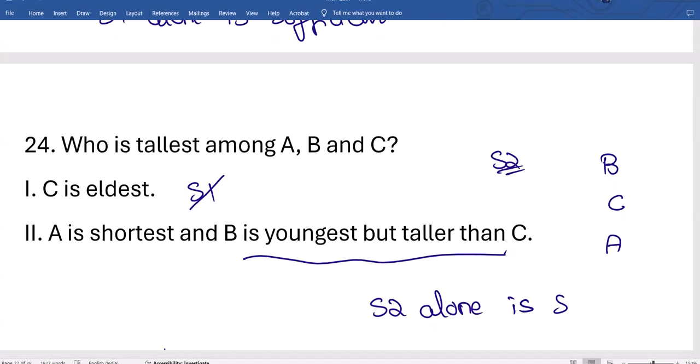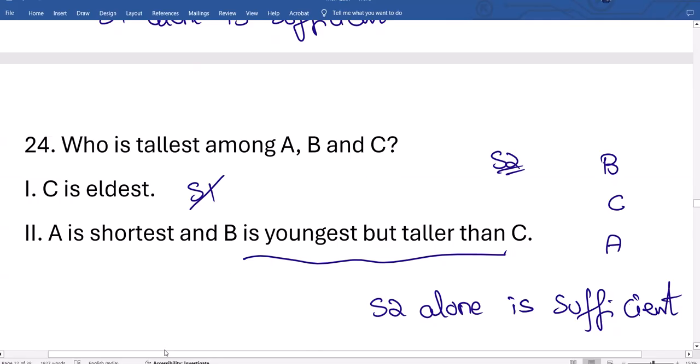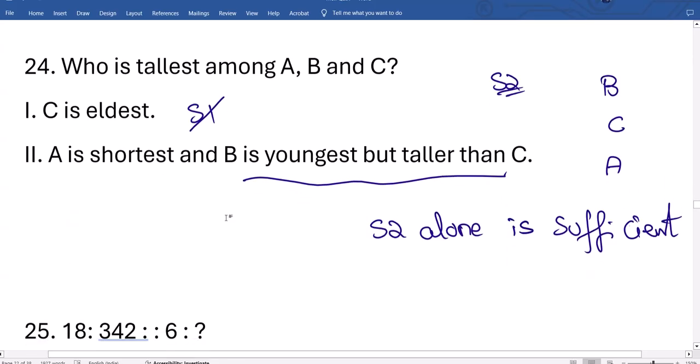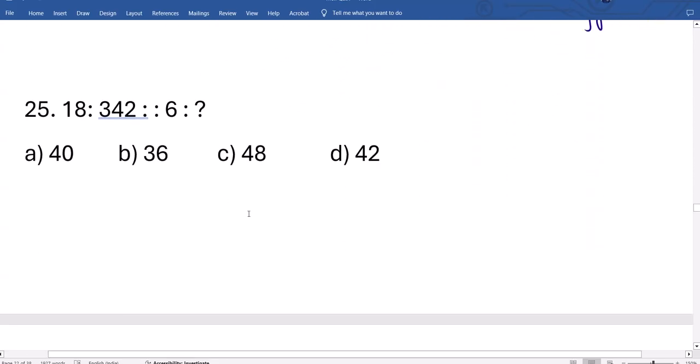Data sufficiency, generally they ask in reasoning. It is pretty much important in Accenture also. They are giving 4 questions. TCS, any company, every company is focusing on this type of questions. Now, what topic is this?